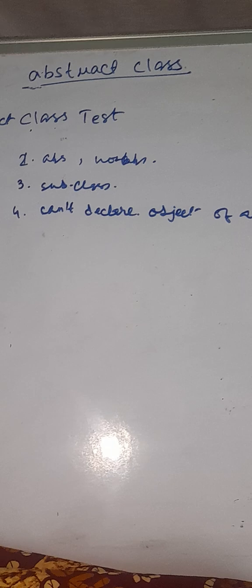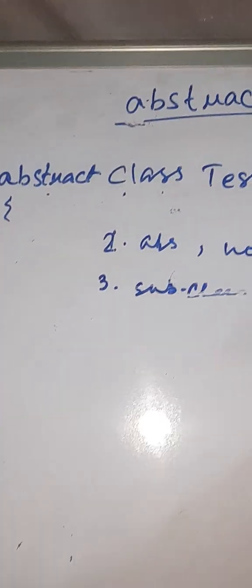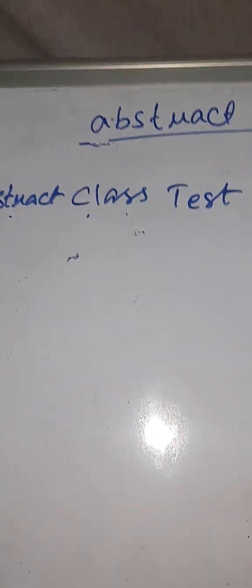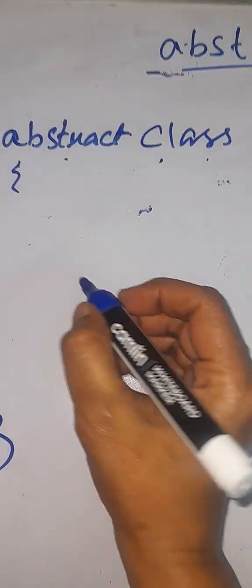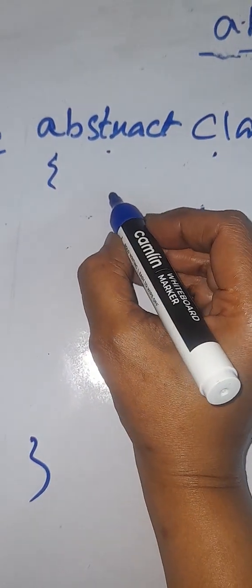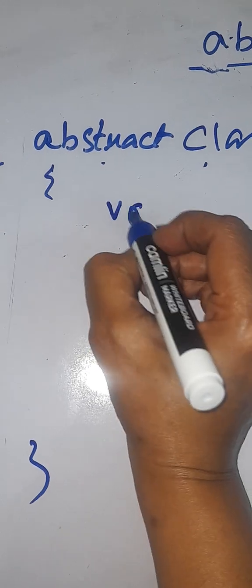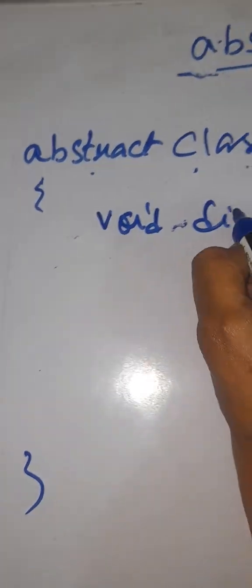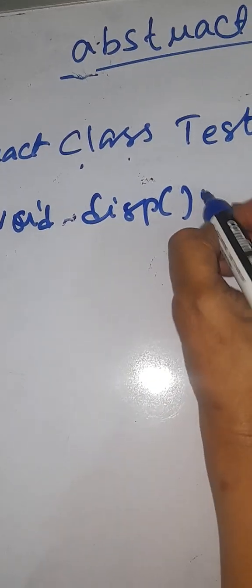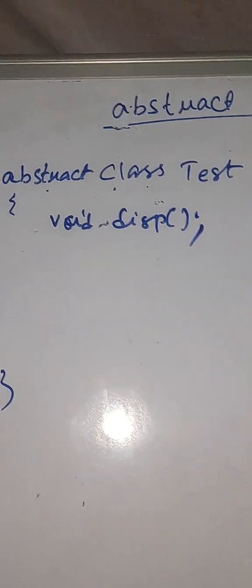Now what is the abstract method? An abstract method means only the signature of the method. You can't declare the body of the method. If you have a method like this, maybe void disp, this is an abstract method if you don't have any body.